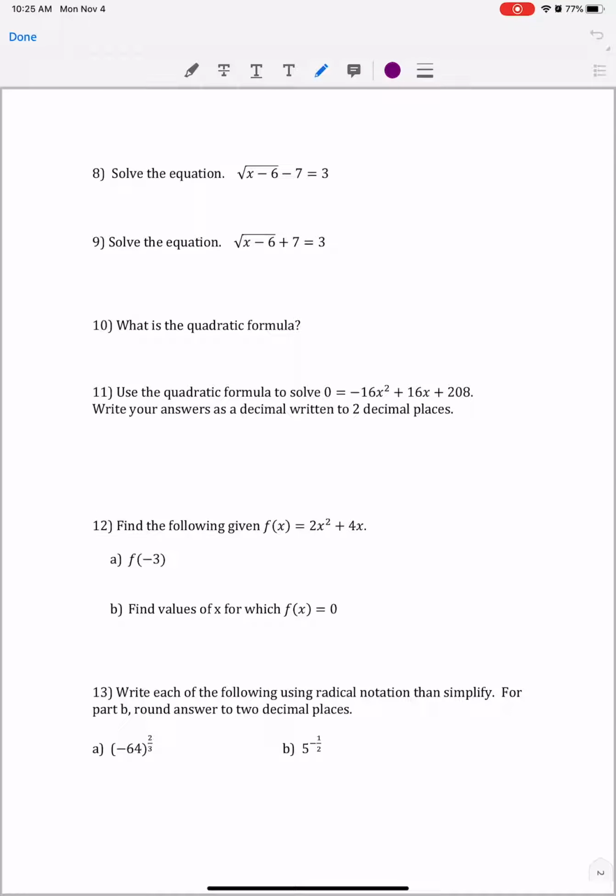Now we need to solve the equation. On 8 and 9, these are very similar to each other. The only difference is one's a minus 7 and one's a plus 7. So, on 8, we'll do 8 up here. First thing you want to do is to get that radical by itself. You need to isolate the radical. The radical is not isolated. I want to get this by itself, so I need to move this minus 7. So to move that, we're going to add 7 to both sides.